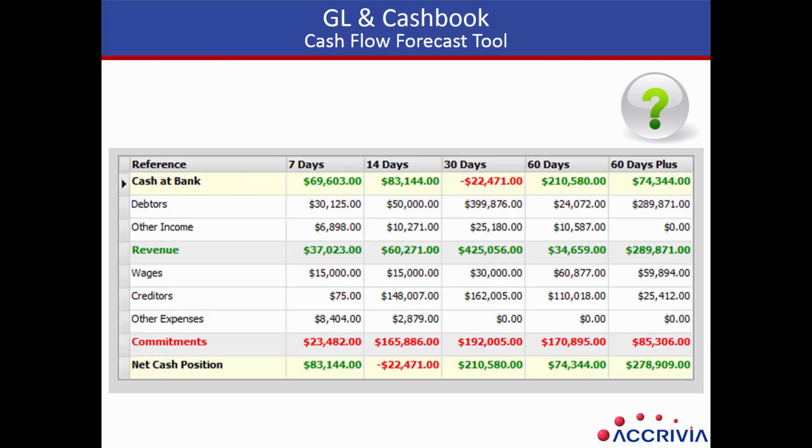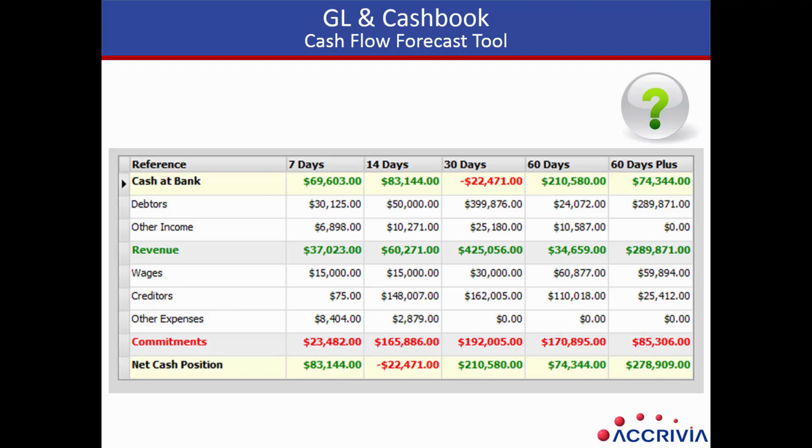This is my current position at the bank. That's my debtors coming in the next 7 days as per the trading terms that I've got with them. Other income I'm going to come to in a moment, giving me my total revenue expectation for the next 7 days. Got wages, don't we wish we had $75, owing to the creditors. Got other expenses, got me total commitments, giving me a net cash position at the end of that time frame. That carries up as the opening point for our next time frame, and the principles repeat themselves.